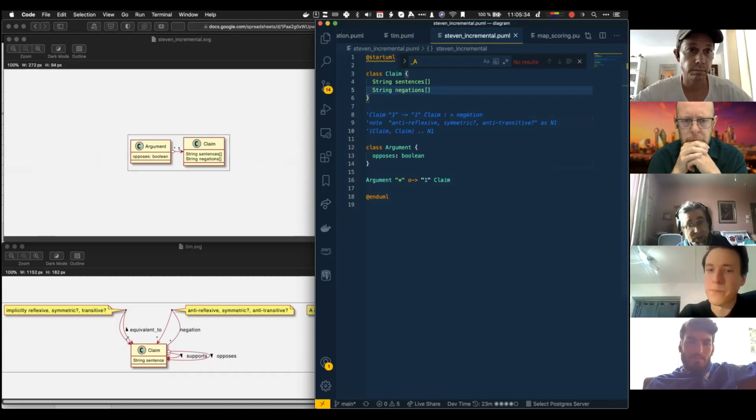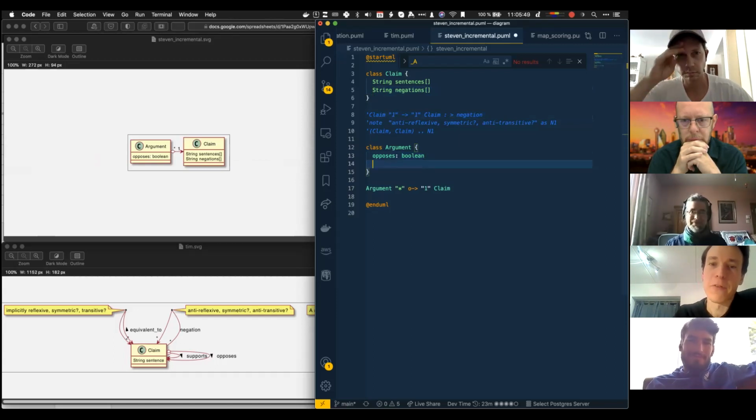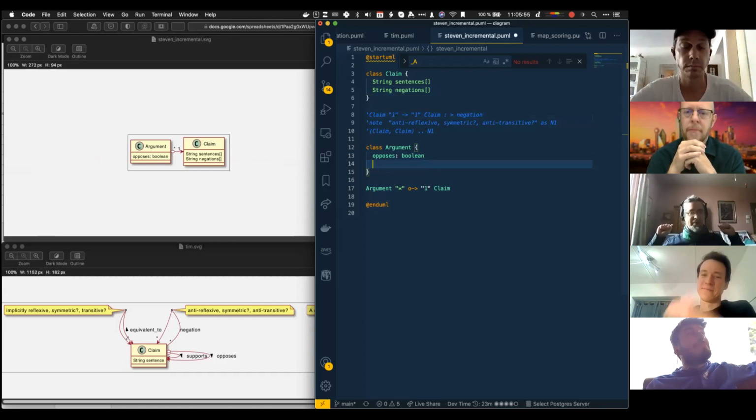Okay, but then I would argue you need another Boolean in the argument to say whether you're opposing or supporting the claim or its negation. No, that's where you add a note. Yeah, right. That's where I would argue you add a note. Oh, yeah, or a note? How? Because I don't know. Okay, yeah.